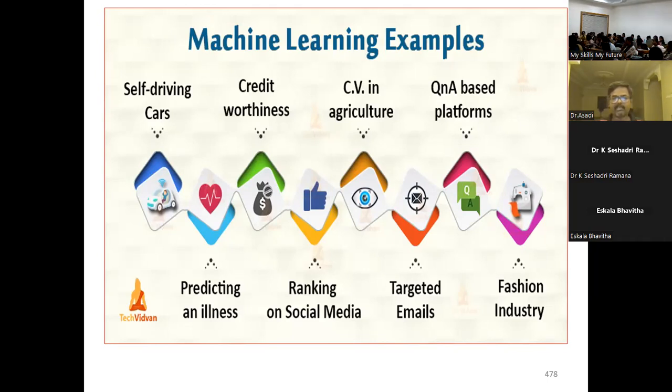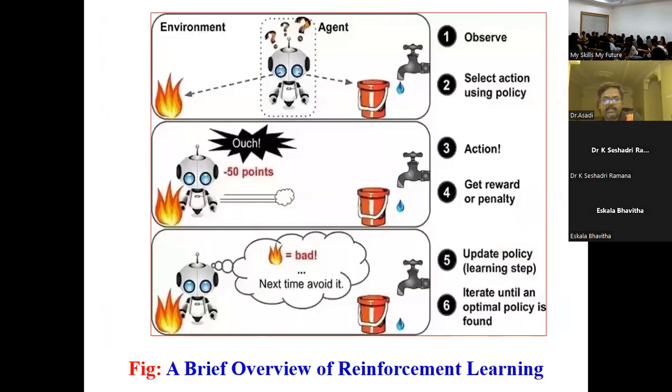Computer vision in agriculture, targeted emails, question and answer based platforms, fashion industry. So we are using machine learning examples. Then see the example. One small example I'm going to explain is reinforcement learning. So I will ask you questions. Here, an intelligent robot is there. On the left side there is a bucket full of water, and on the right side there is a flame, fire is there.